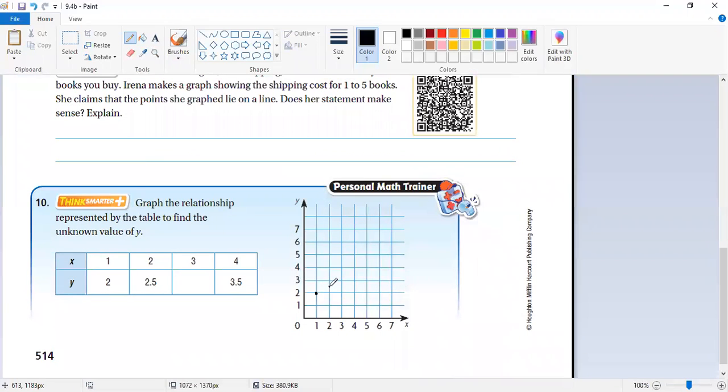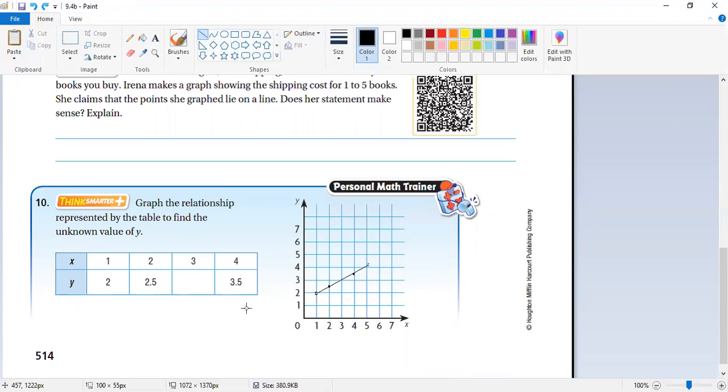And of course, it's a think smarter question, right? When x is 3 we don't know. When x is 4, y is 3.5. So 3.5 is between 3 and 4. So let's join these 3 points. Oops, again it became very thick. Okay, so let's join these 3 points.